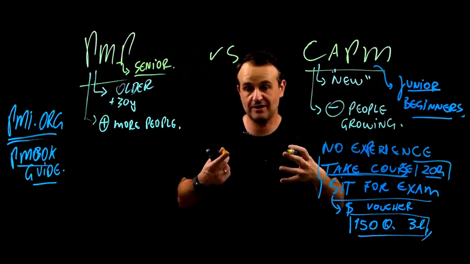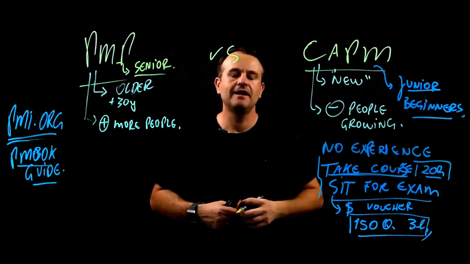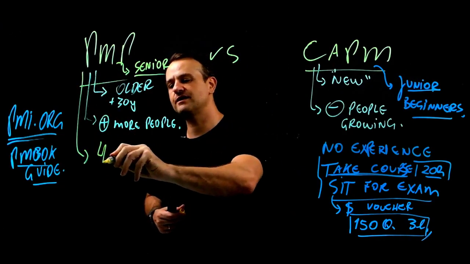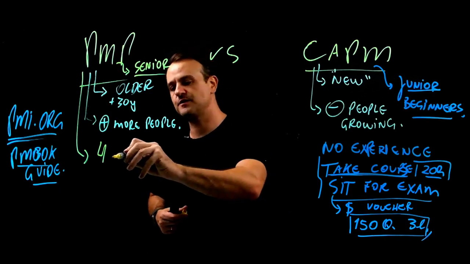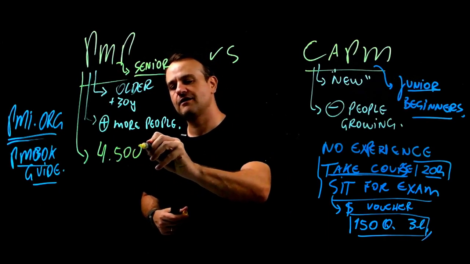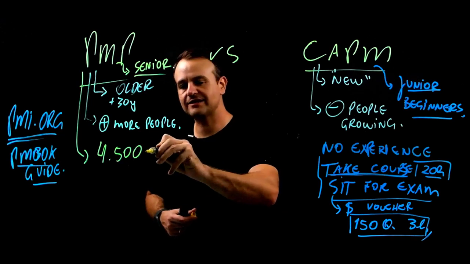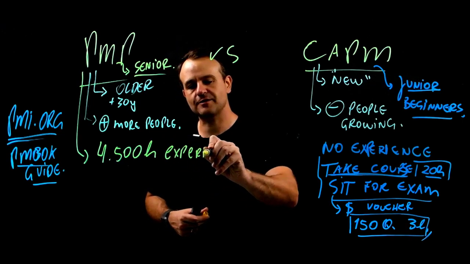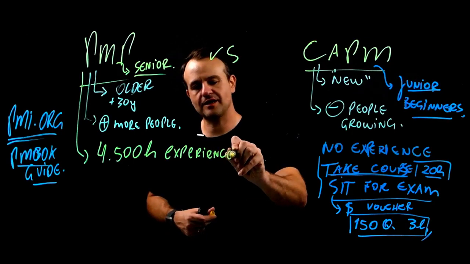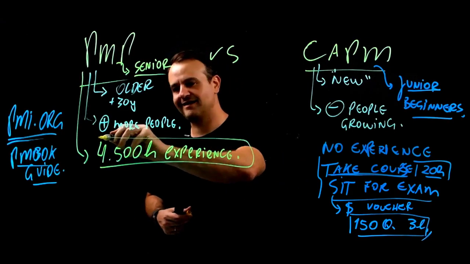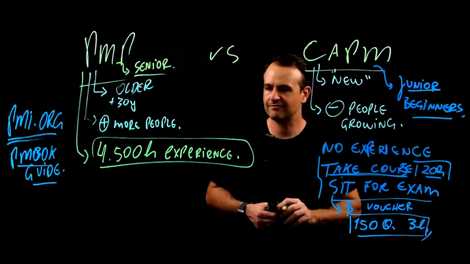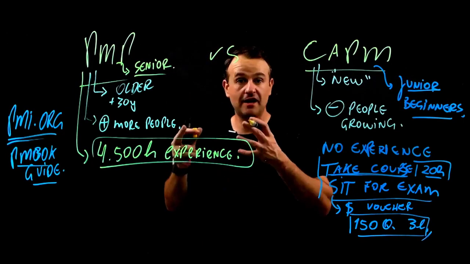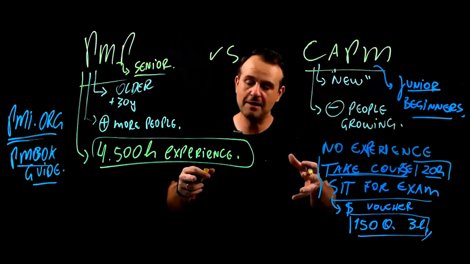So people with a lot of experience. And it is expected that you have 3 to 5 years of experience, and you need 4,500 hours of experience as a project manager. So this is a very important and unique difference here, because some people try to apply for the exam without the experience, and this is really bad.